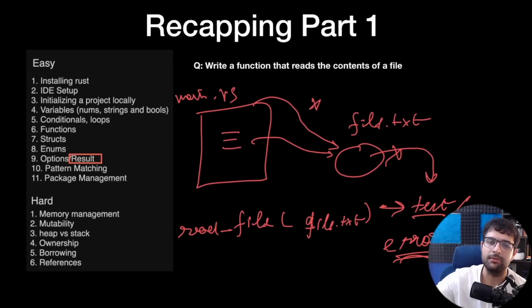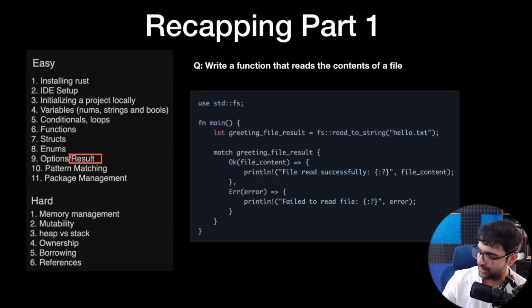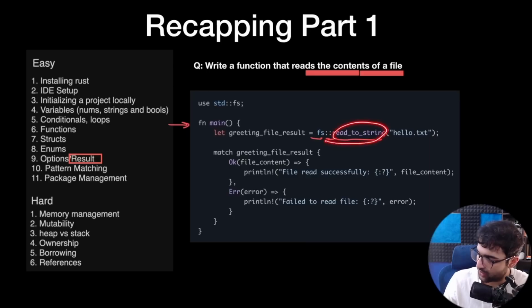I'm forgetting the name, bubbling the error or something like that, which looks something like this. Let's look at it more practically. This code that you see over here lets you read the contents of a file. I have a main function which does what? It calls fs::read_to_string. What does it call? It calls this function called read_to_string on this fs library.